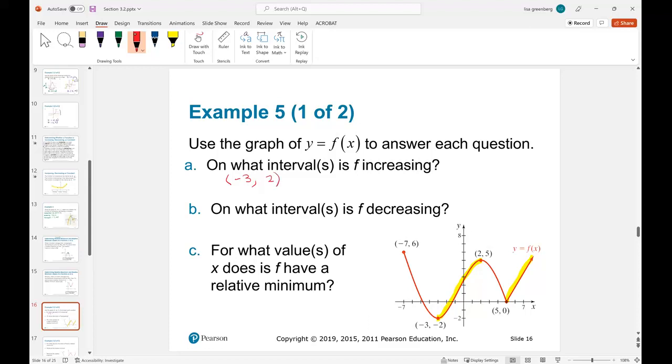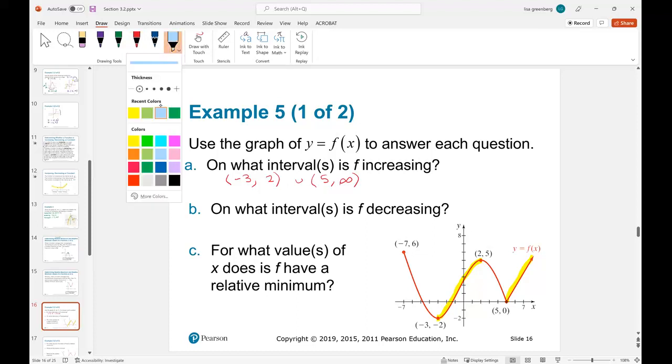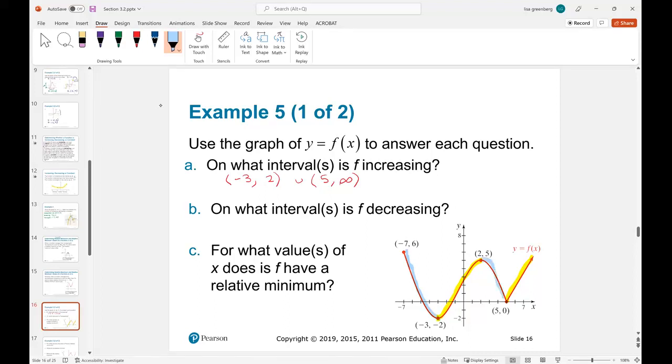And I can put a comma or a union, from 5, and it never stops, so it's going to infinity. So these are my two increasing intervals. Where is it decreasing? Well, it's decreasing everywhere it's going down. So here it's decreasing, and here it's decreasing. What are those intervals? Those intervals are, again, we use the x values.